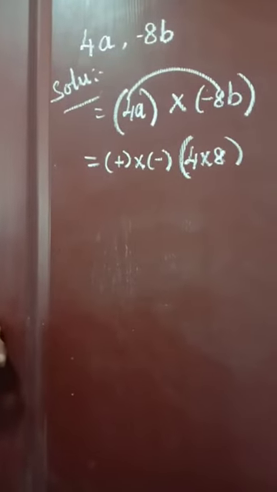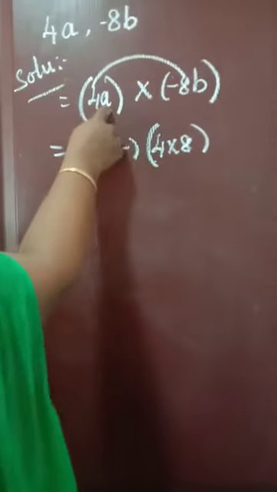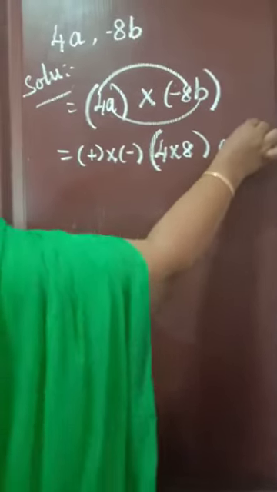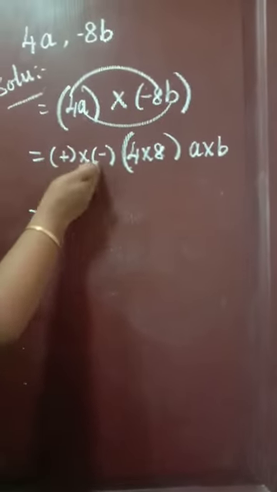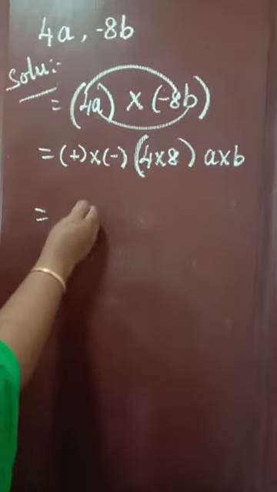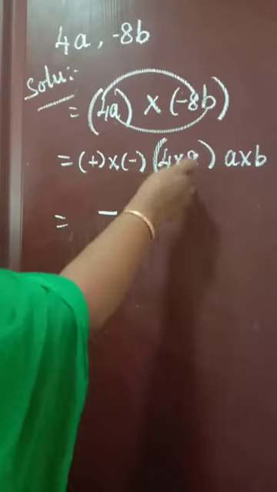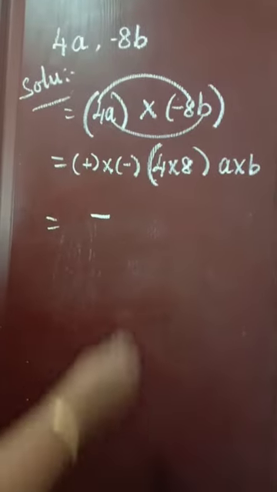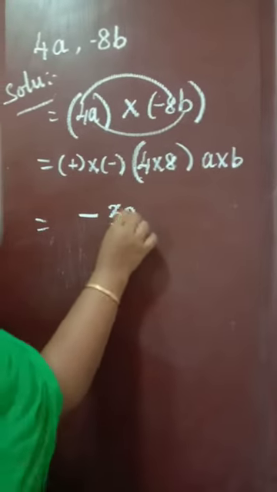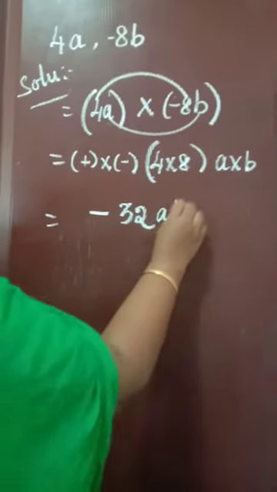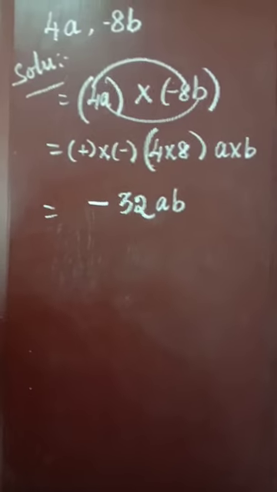So next one, what are the variables? So here a, here b. So multiply a by b. So a into b. So plus into minus, unlike sign. Here plus, here minus. So unlike sign means the answer comes negative. 4 8s are, what is the answer? 4 8s are 32. So I put 32. So a into b, what is the answer of a into b? ab. So the answer is minus 32ab.